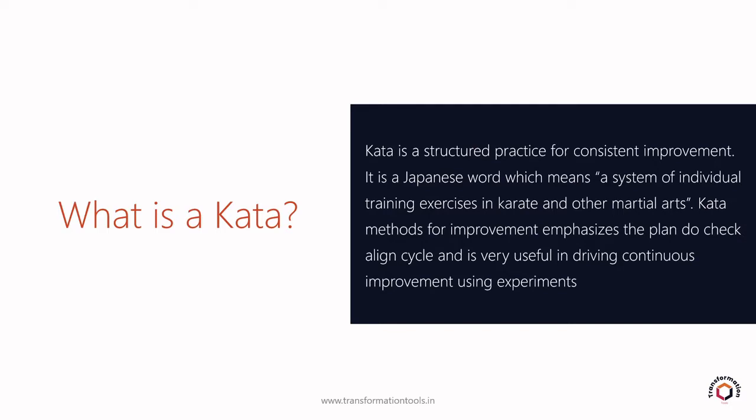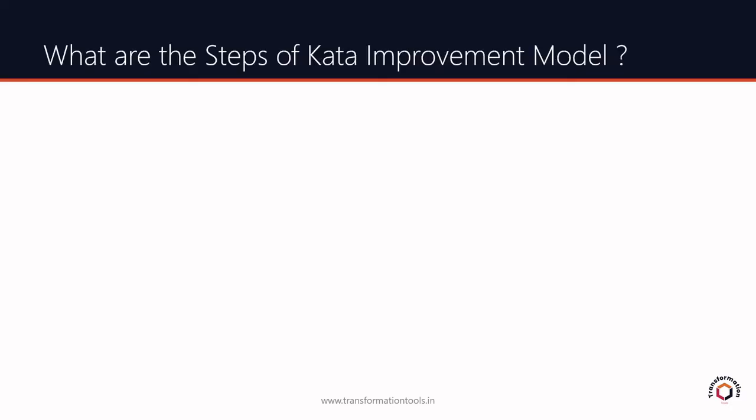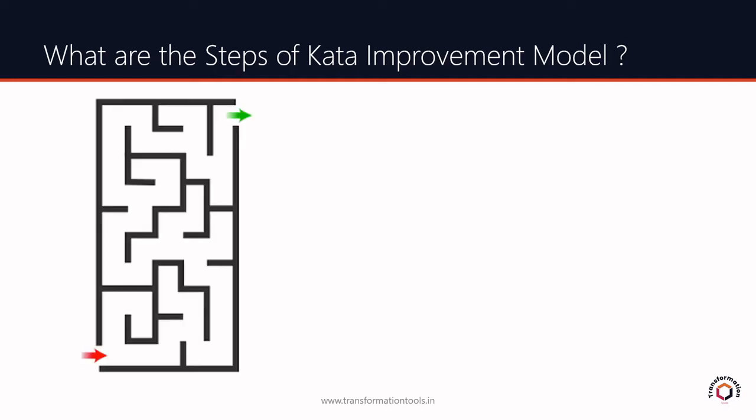So what are the steps of the Kata improvement model? Let's think of a problem. Let's say we want to solve a problem, and let's say this maze represents a problem. In the maze, what we have to do is reach from the red arrow to the green arrow. So our target is to reach the red dot. So what is the problem? The problem is to start from the red arrow and reach the green arrow and the red dot.